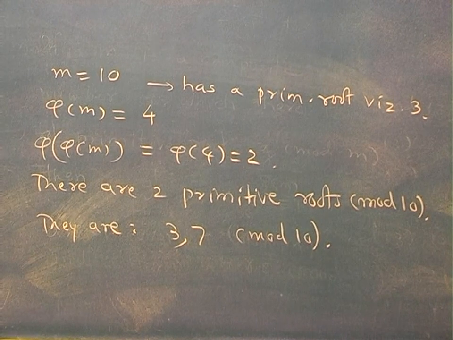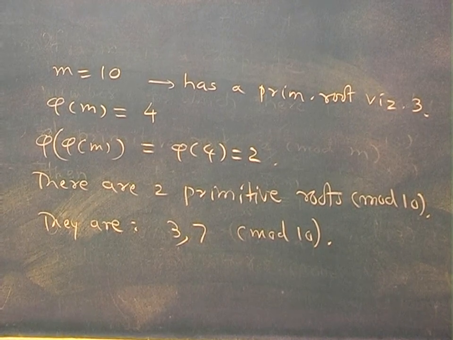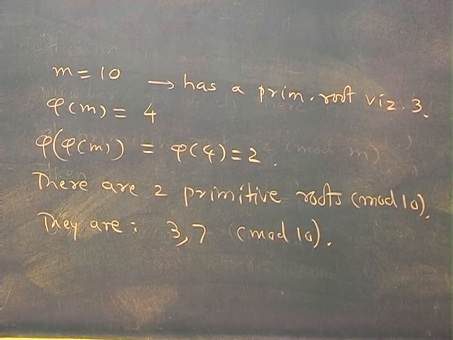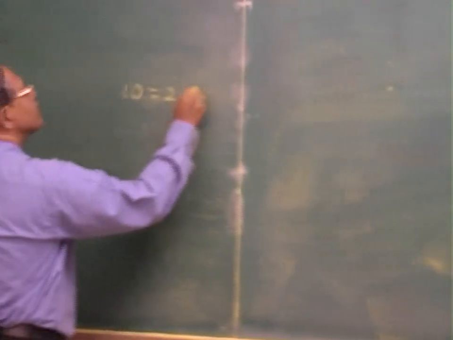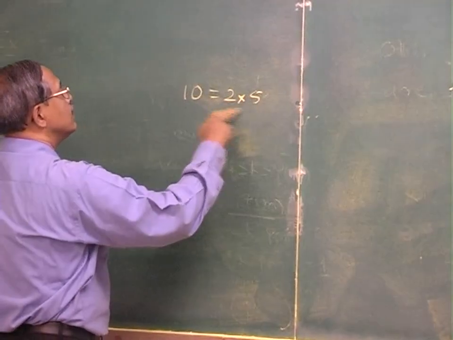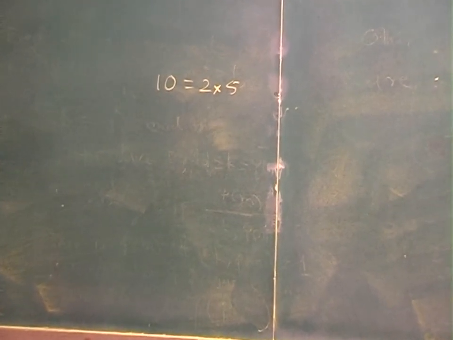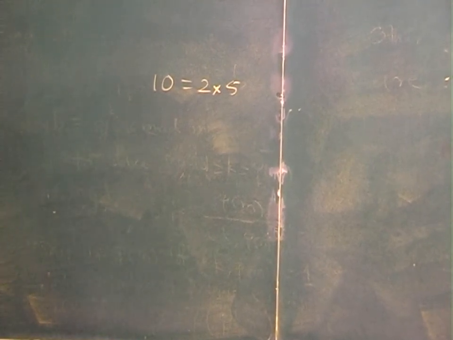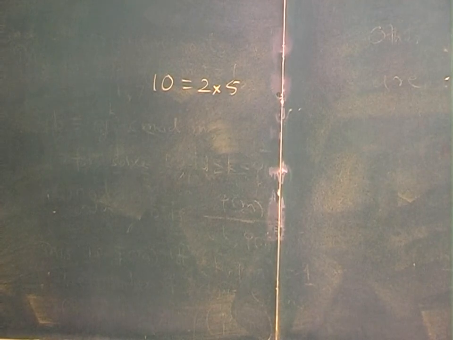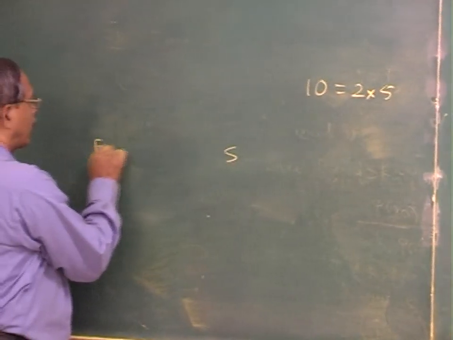And this primitive root mod 2p, like 10 is 2 times p, p is prime, p is 5 in this case. So in such a case, it is easy to find a primitive root mod 10 from a primitive root mod 5, or a primitive root mod 2p from a primitive root mod p. So how do you get that? So this is an exercise, you can try it.